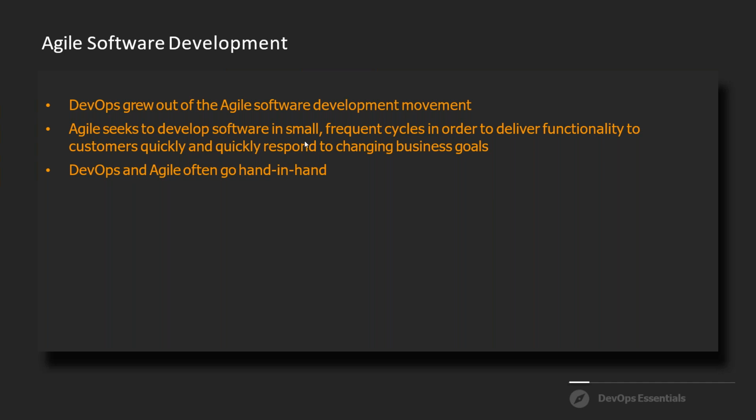Agile seeks to develop software in small, frequent cycles in order to deliver functionality to customers quickly and respond quickly to changing business needs. And DevOps and Agile often go hand in hand. Okay, so all of this, guys.